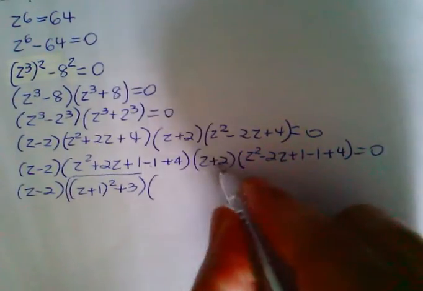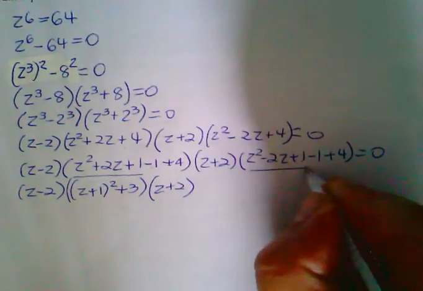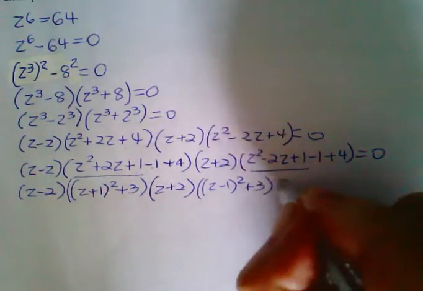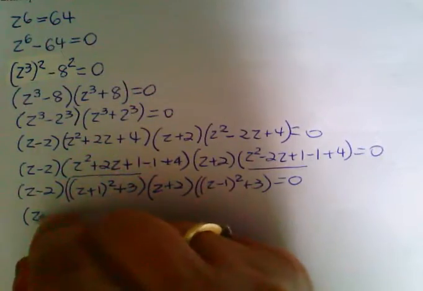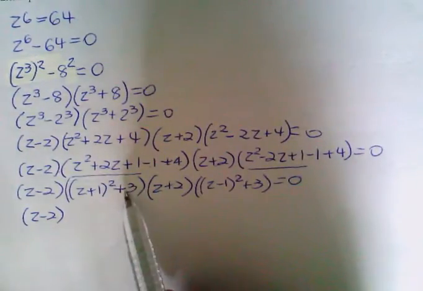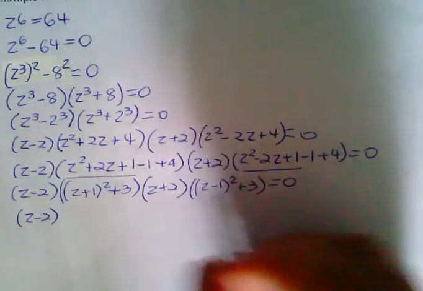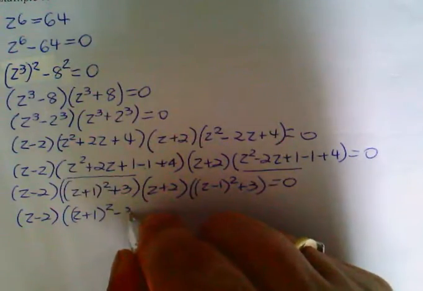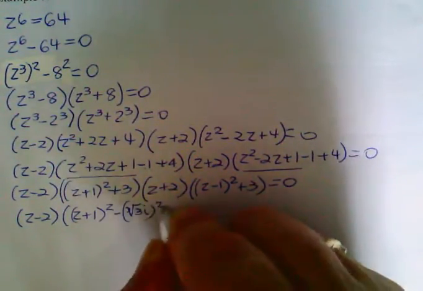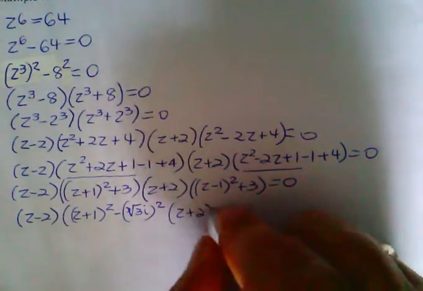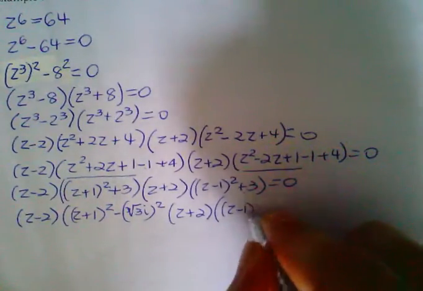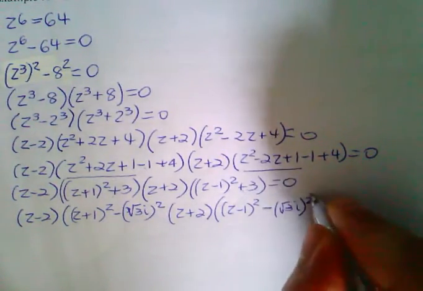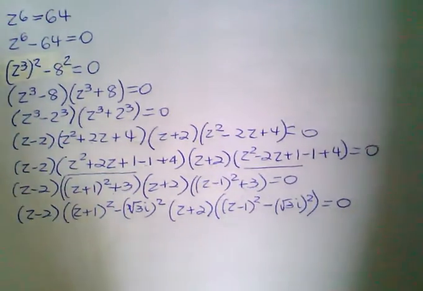And over here, z plus 2, completing the square on the first 3 terms, z minus 1 squared, again, plus 3 equals 0. So therefore we've got z minus 2. Now I can write this as a difference of 2 squares, both of these, by putting minus 3i squared. Z plus 1 all squared minus 3i squared, which would be root 3i squared. Then I've got z plus 2 times z minus 1 squared, again minus 3i squared, be minus root 3i all squared. I'm putting that equal to 0.